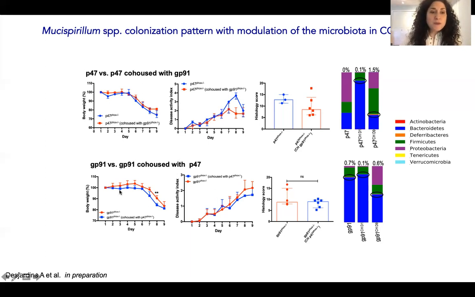When we looked at GP91 mice versus GP91 mice co-housed with P47, we see that the GP91 mice co-housed with P47, who have presumably a more colitogenic microbiota, tended to lose a little bit more weight, with a tendency towards, but not a real difference in, disease activity index, and not a major difference in histology score. And when we look at Mucispirillum schaedleri colonization, we see, of course, that the co-housed GP91 mice, although they maintain some Mucispirillum schaedleri, it seems to be a little bit decreased.